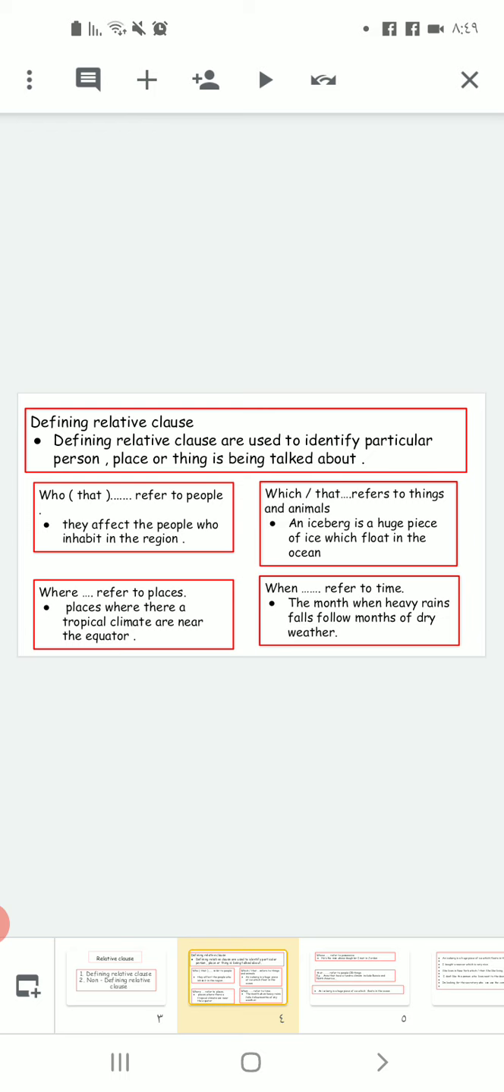Which or that: we use which or that to refer to things or animals. Like, an iceberg is a huge piece of ice which floats in the ocean. Where refers to places. For example, places where there is a tropical climate are near the equator. When refers to time. For example, the month when heavy rain falls follows months of dry weather. We use when because it refers to a month.